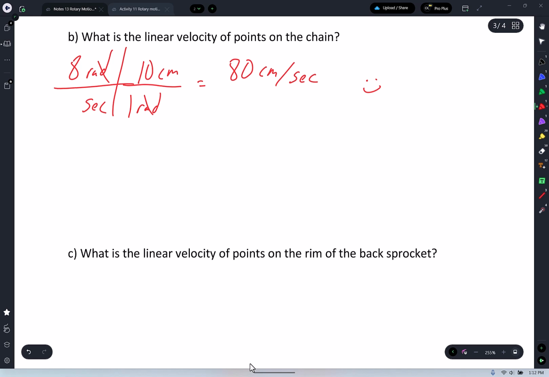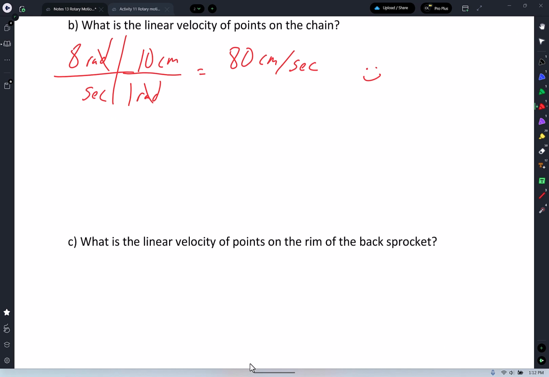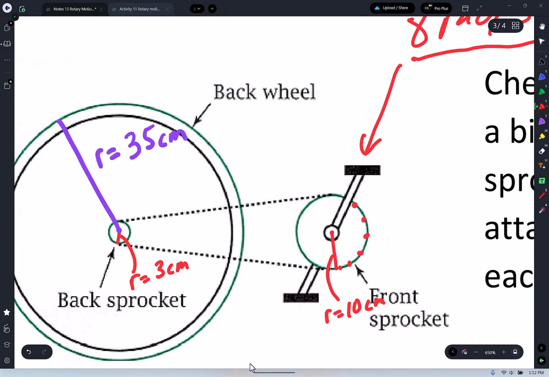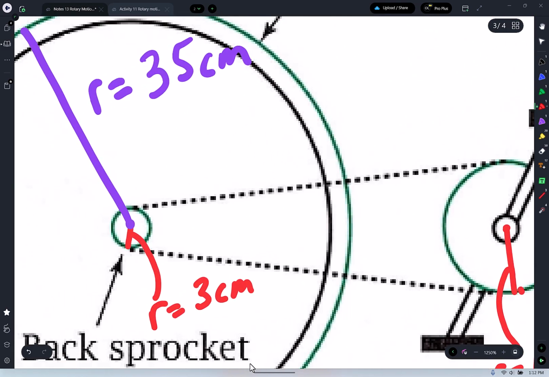Letter B. What is the linear velocity of points on the rim of the back sprocket? All right. Think about it, guys. They're not trying to trick you. They want to know the linear velocity of points on the rim of the back sprocket. Is that sprocket connected to the chain? How fast was the chain going? So is it going 80 centimeters per second right here? Yes, it has to. It's connected by a chain. It has to.